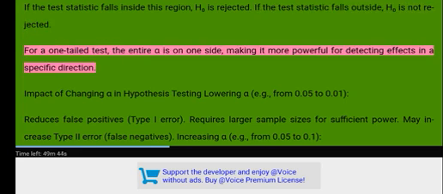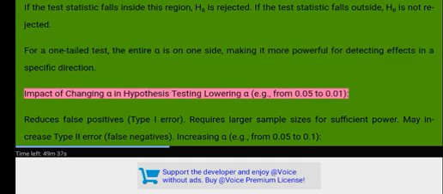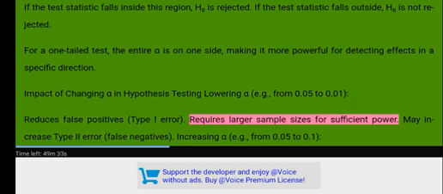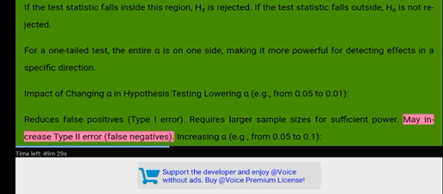For a one-tailed test, the entire alpha is on one side, making it more powerful for detecting effects in a specific direction. Impact of changing alpha in hypothesis testing. Lowering alpha, e.g., from 0.05 to 0.01: reduces false positives, type 1 error; requires larger sample sizes for sufficient power; may increase type 2 error, false negatives.